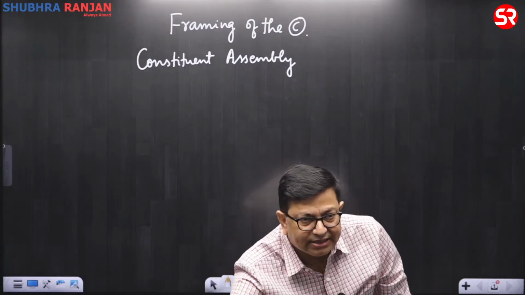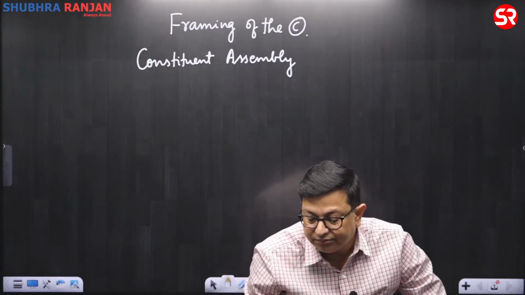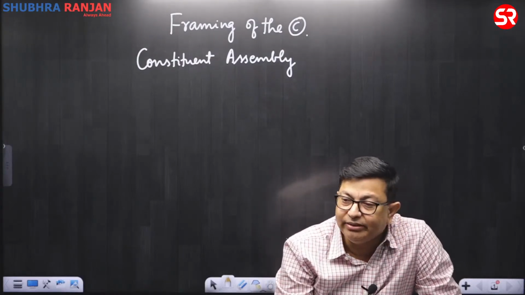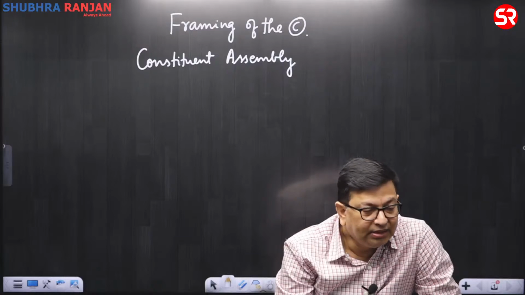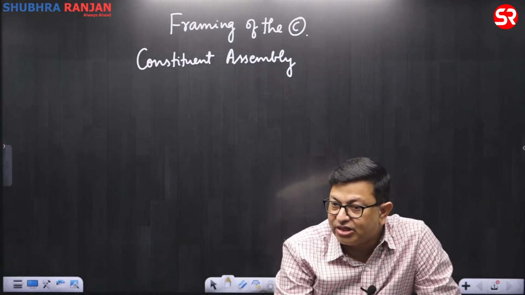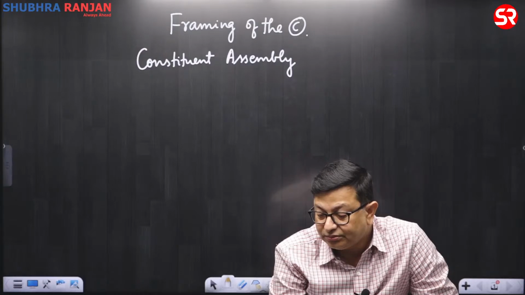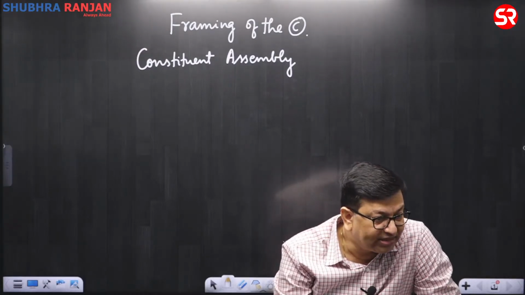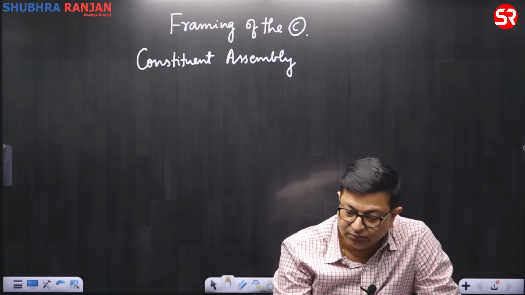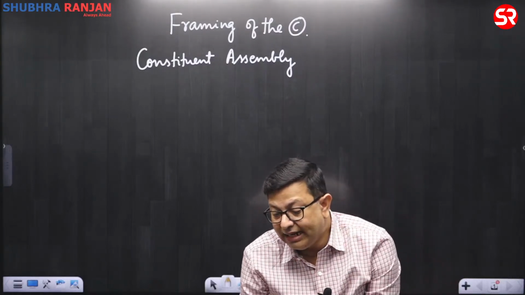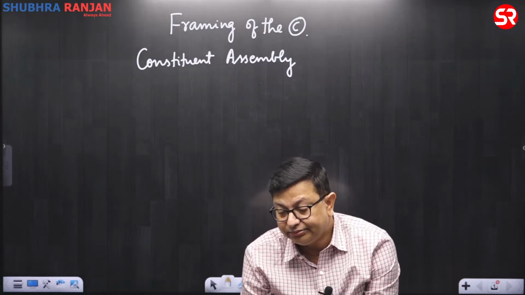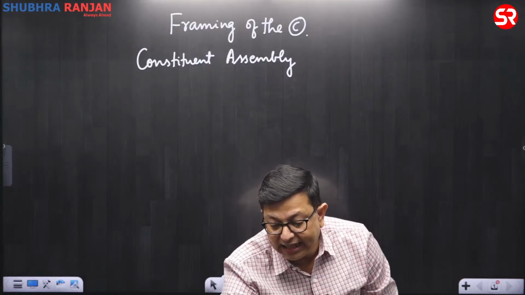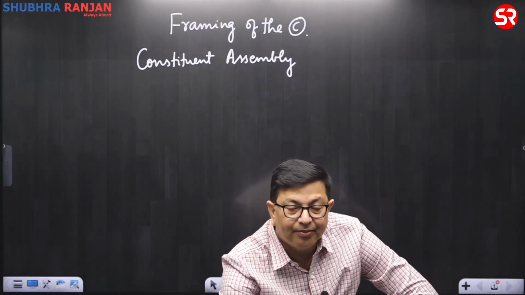The elections to elect the members of the Constituent Assembly were held in July 1946. In July 1946, full stop.